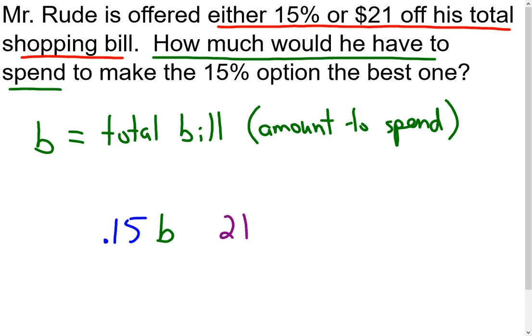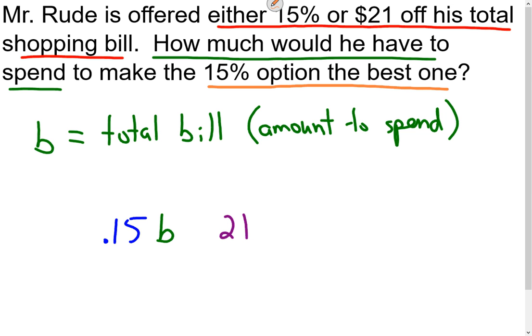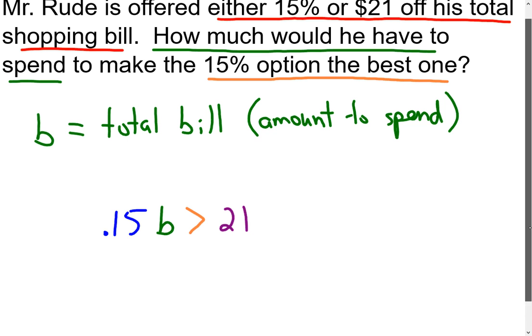Now, we want this part right here, the 15% option, to be the best one. So the way I interpret that is that one should be the most savings. So we want it to be greater than the $21. And when I just said greater, that tells me the symbol to put right there. Now we don't want it to be equal to, because if I had the equals sign under here, then the 15% option could be equal to it, and that wouldn't be the best one. Then either one would work. So we do not want the equals to. There's our inequality to solve, and now we just have to solve it.